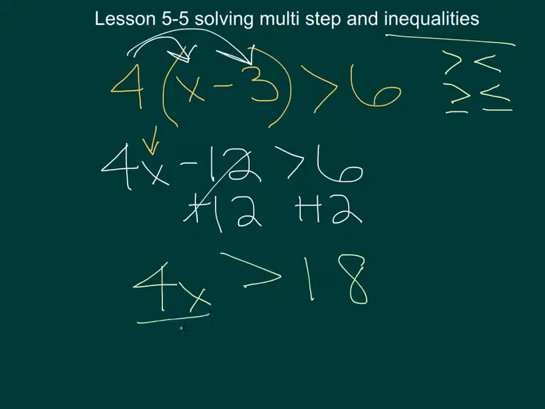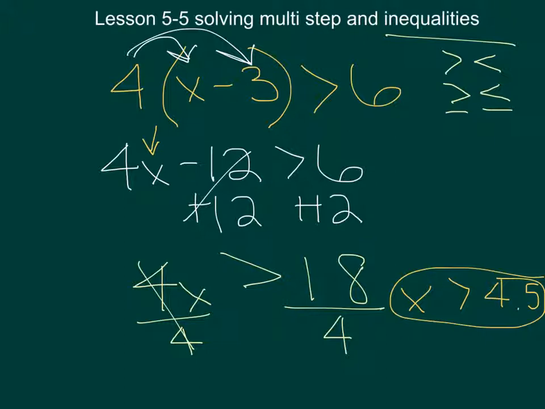You divide both sides by 4, and so you are left with x is greater than 4.5. So you're always able to check this because if you go back and you replace x with 4.5, you should get a number on the left that is greater than 6. So it makes the inequality true. If it does not make the inequality true, then you've made a mistake.